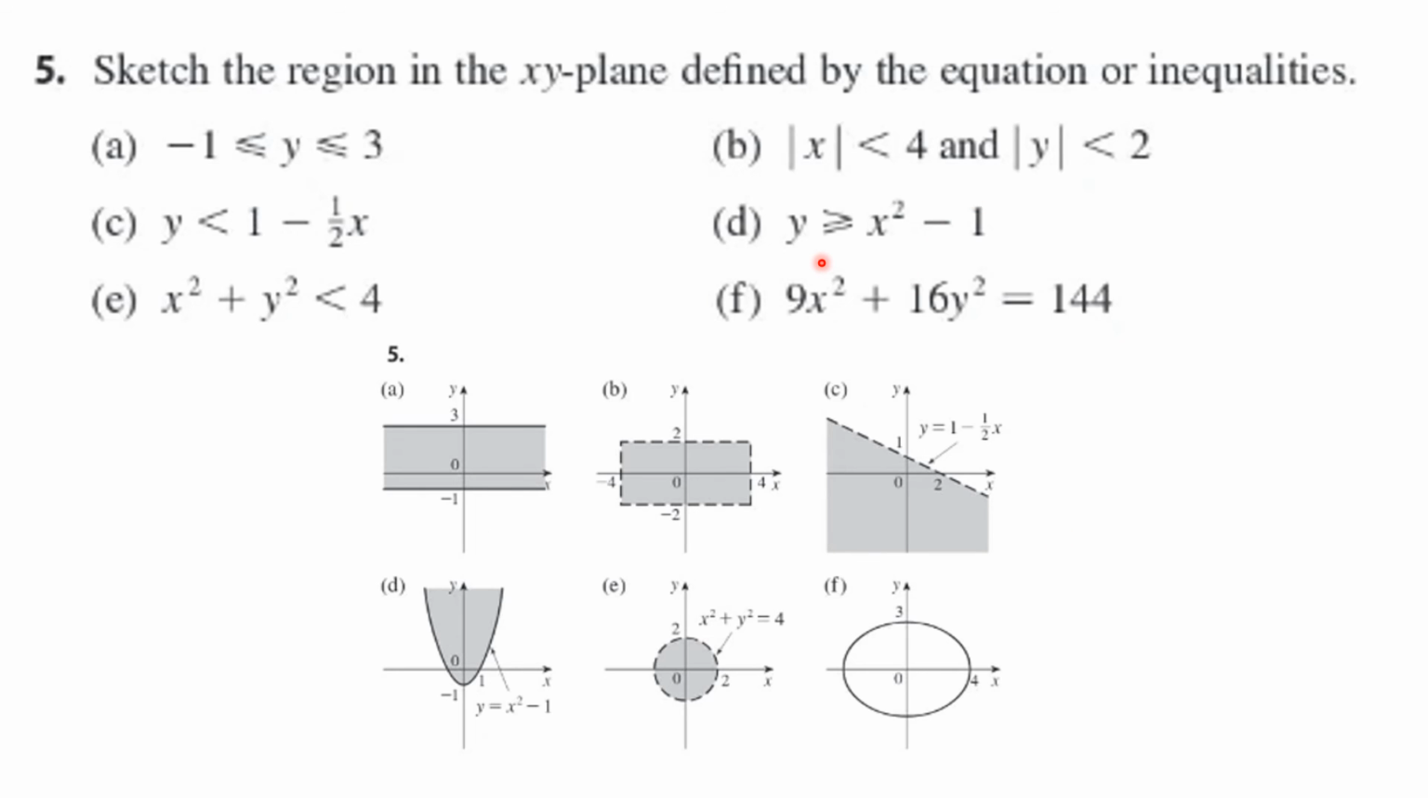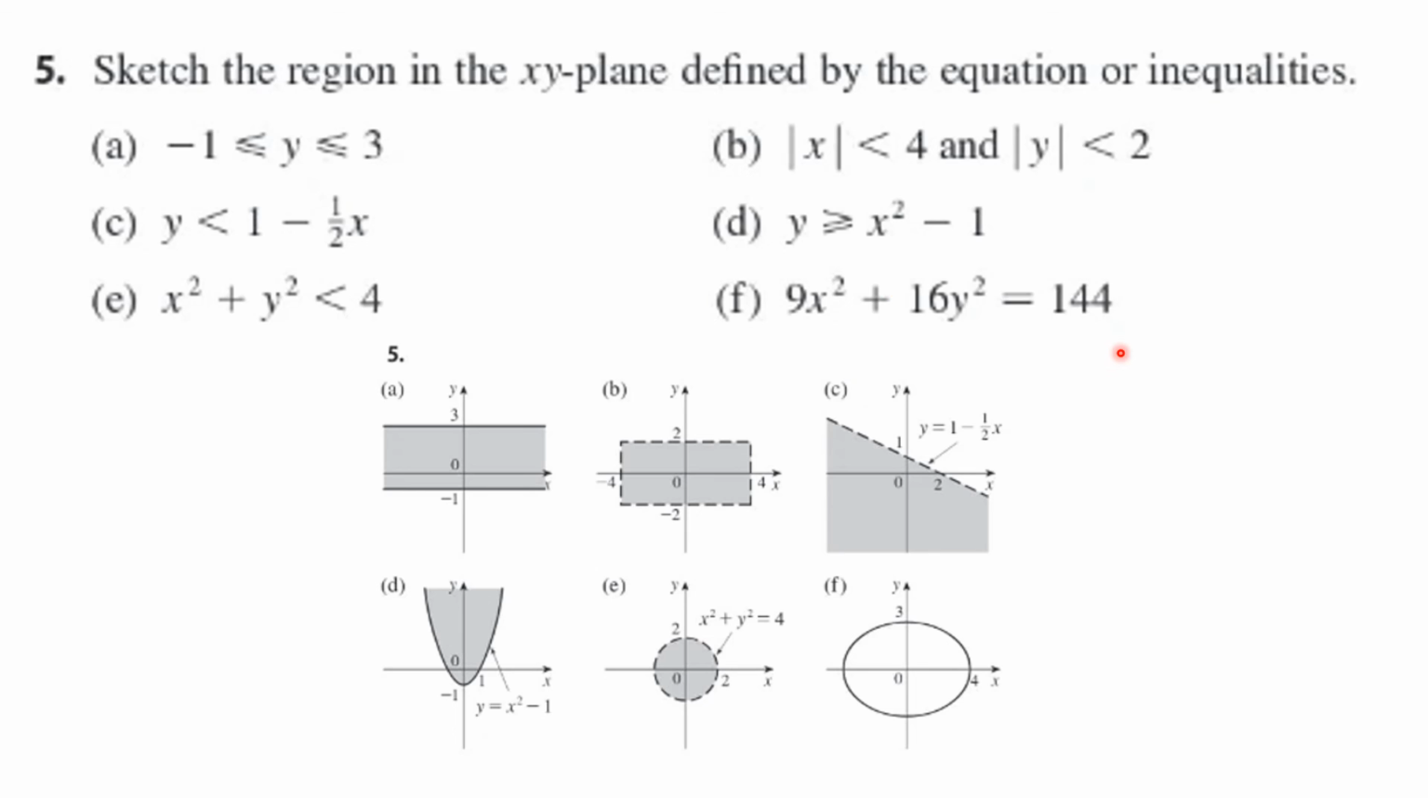Part D, it's the y values that are bigger than or equal to the equation that's given by y equal x squared minus 1. So here the solid boundary is y equal x squared minus 1, and it is the y values that are above that. Here it is the interior of a circle centered at 0, 0 of radius 2. And so we draw that. The boundary is not included, and so it is dotted.